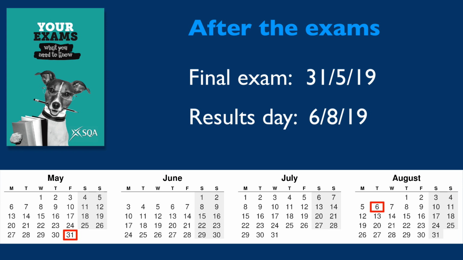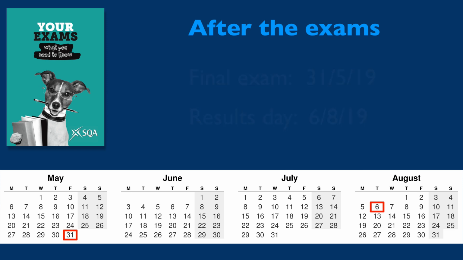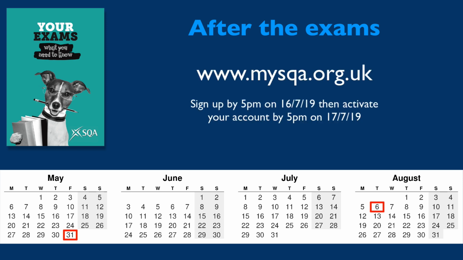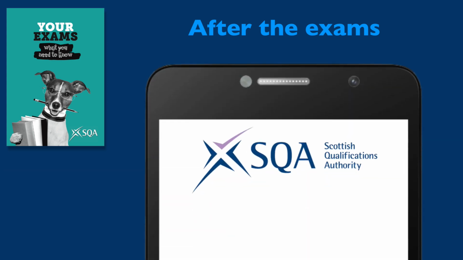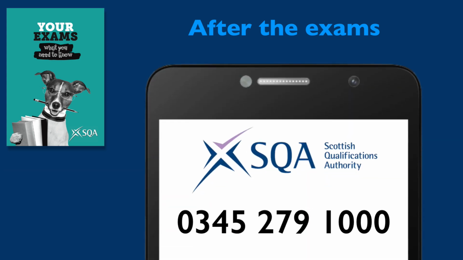You can also sign up to receive your results by text message or email. Just sign up at this address by 5 p.m. on the 16th of July and activate your account by 5 p.m. on the 17th of July. Just remember to update your details if you change your mobile number or email address. If you have any questions about your certificate, then you can contact the SQA's Candidate Advice Line on this number.